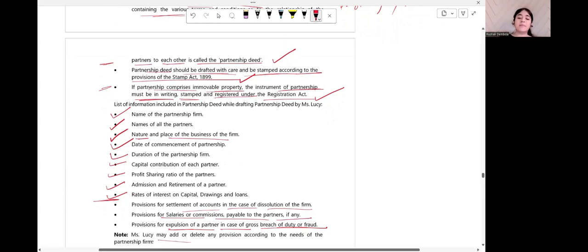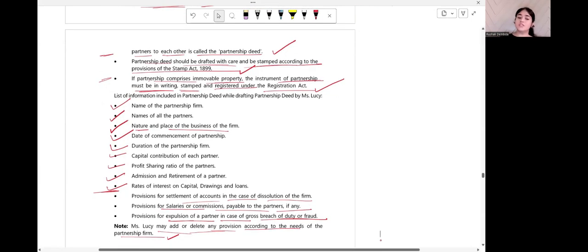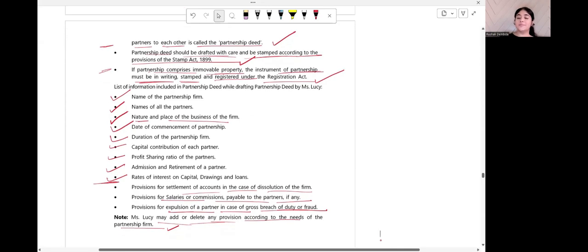Note, the firm may add or delete any provision according to needs of the partnership firm. So any of the provisions you want, you can add more than this. Or if you want to remove any of this, you can also remove. Okay. I hope this is clear to you people.